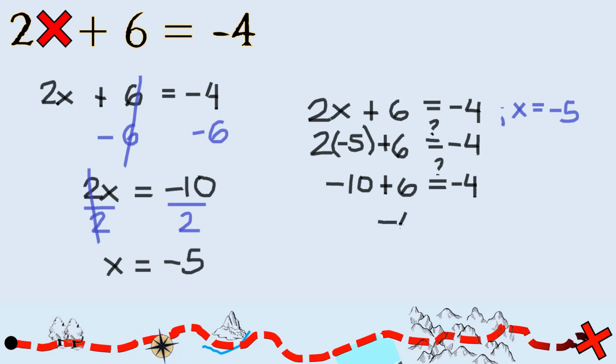In this case, you have here negative 4, this is also negative 4. At this time, you can now say that the equation has been satisfied, and this value of x being negative 5 is not just any answer, but the solution to our equation. Hence, this is the value of the unknown.